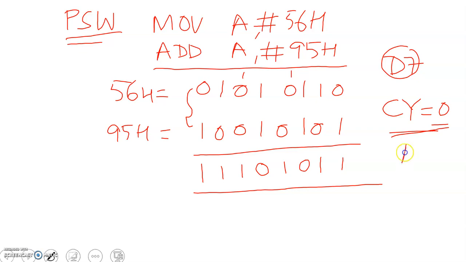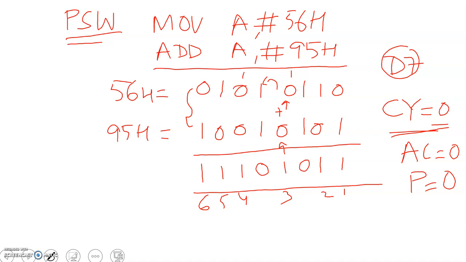Okay. What about the auxiliary carry, AC? The D3 bit is this D3 bit. If these two are added, then basically there is no carry transferred to D4. So AC is also equal to 0. What about parity? The number of ones: 1, 2, 3, 4, 5, and 6 ones are there. So P is again 0, because if the number of ones is even, then P is set to 0.